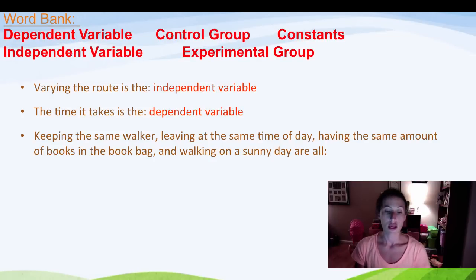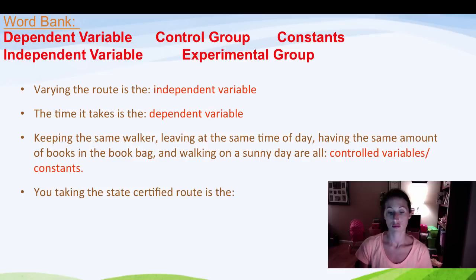All right, the next one. Keeping the same walker, which is you, leaving at the same time of day, having the same amount of books in your book bag, and walking on a sunny day, so we make sure that the weather conditions are all the same. All of those are going to be the... hopefully you said the controlled or constant variables.